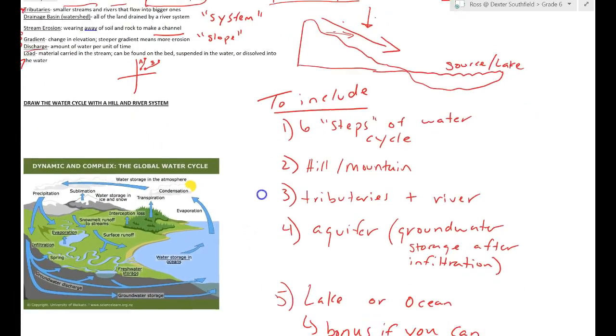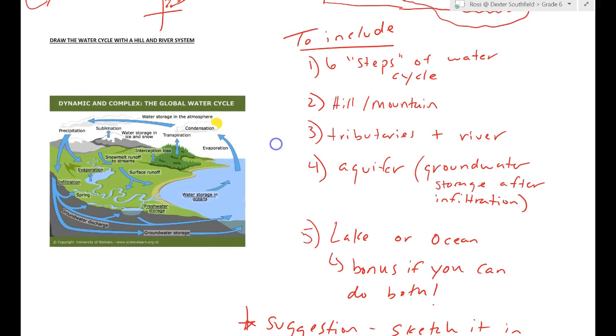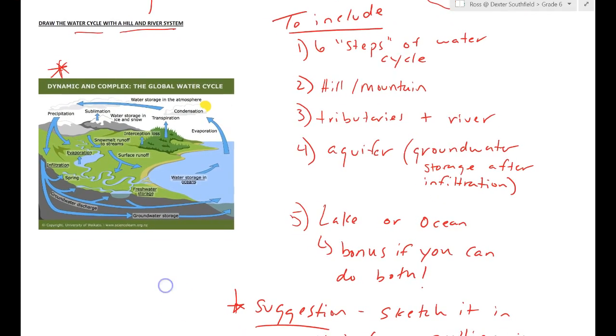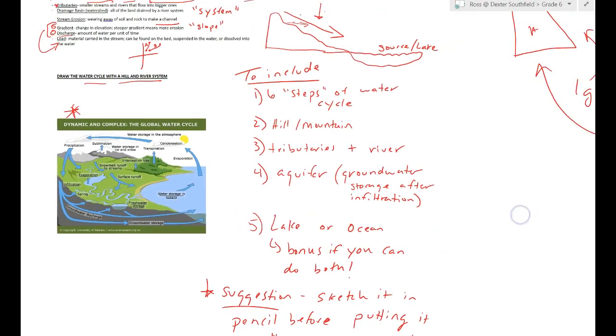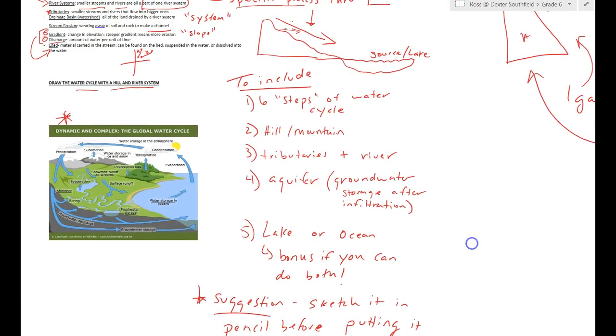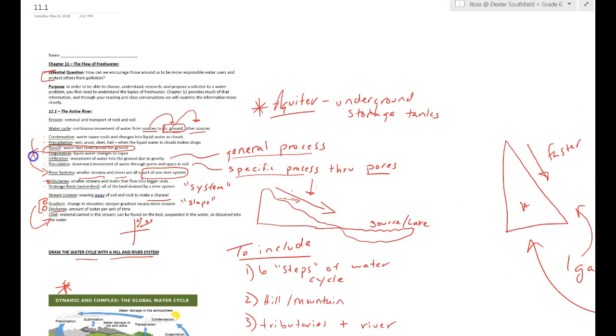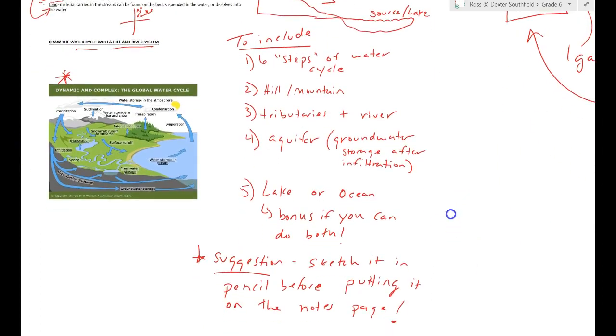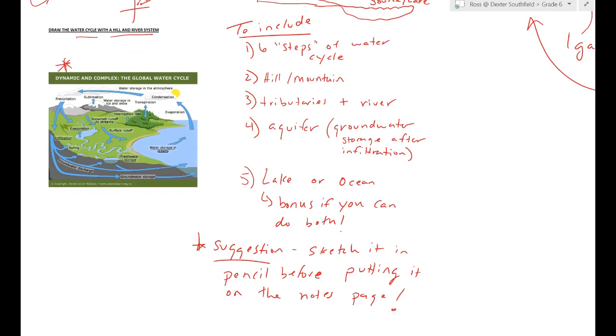So now that you've got these notes, on the next page it asks you to draw the water cycle with the hill and river system. So here's an example that I just found on the internet. You could use that as kind of a jumping off point. What I'd like you to include in yours are these 5 things. You should include the 6 steps of the water cycle, meaning these 6 steps up here, right? And again, they're called quote-unquote steps because they don't necessarily go in order.